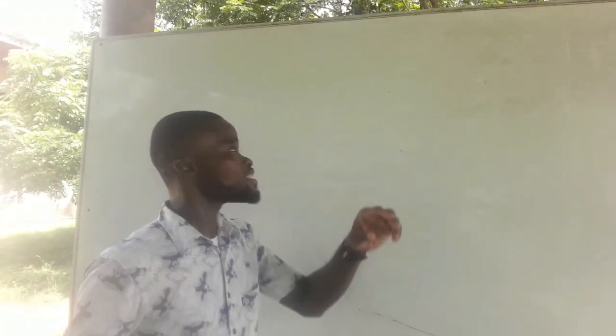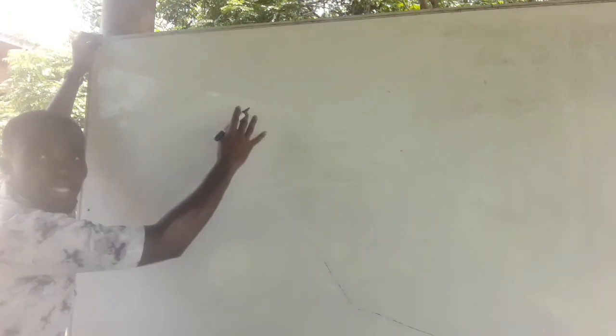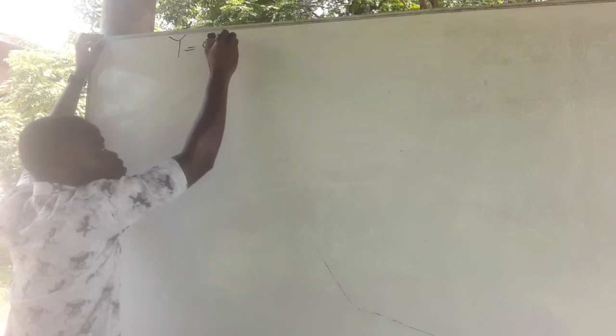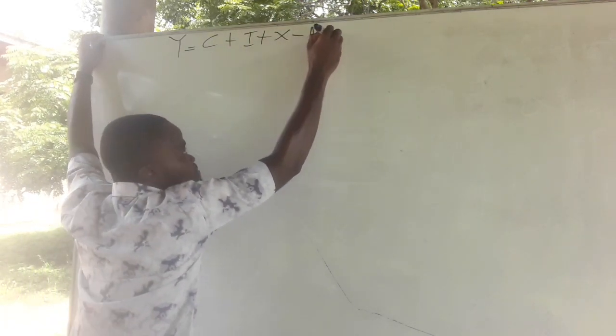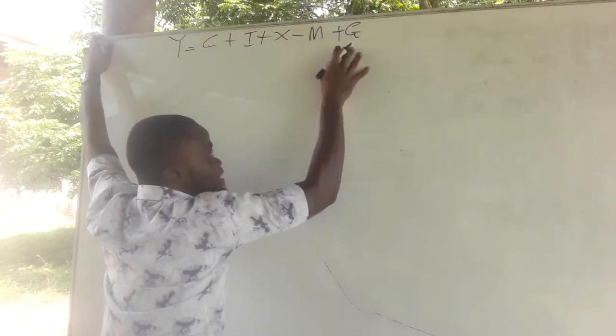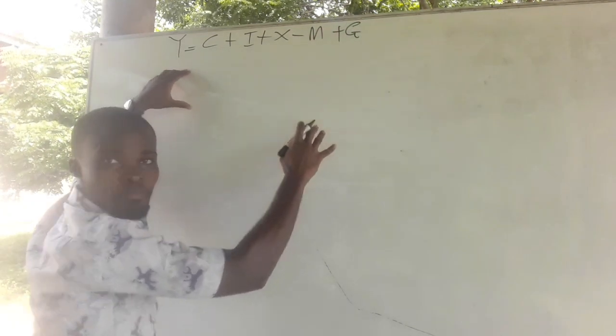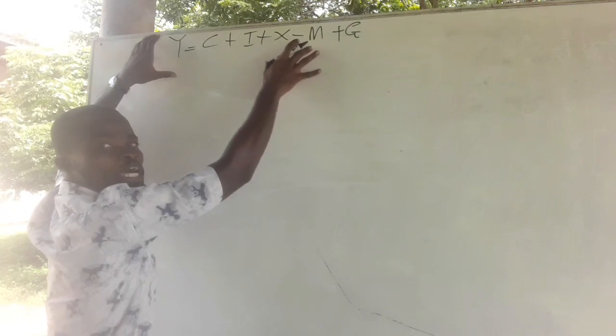So first, we want to start deriving the equilibriums in the product market, the money market, and the balance of payment. Then we proceed from there. So we start with the product market. Now, in the product market, we all know that our Y, which is equilibrium output, is equal to our consumption plus our investment plus our export minus import plus government spending. That is the equilibrium in the product market. That is a pure open economy.